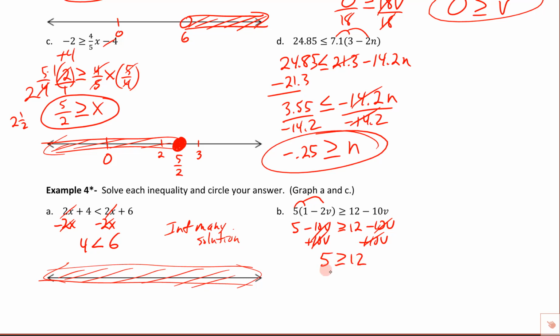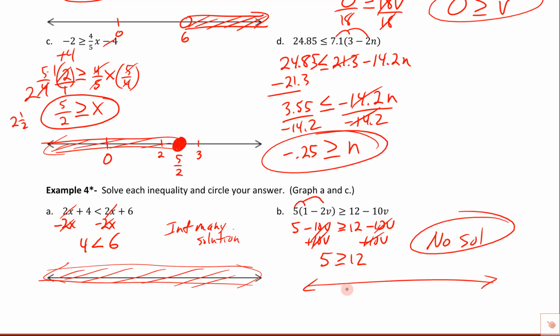Well, is 5 ever going to be bigger than or equal to 12? There's no way we can make that true, so guess what we'd write on this one? If there's no way to make this inequality true, then we would write no solution. And so if we were going to graph this, we just have a number line, and there would be nothing that would be shaded because nothing makes that one true.